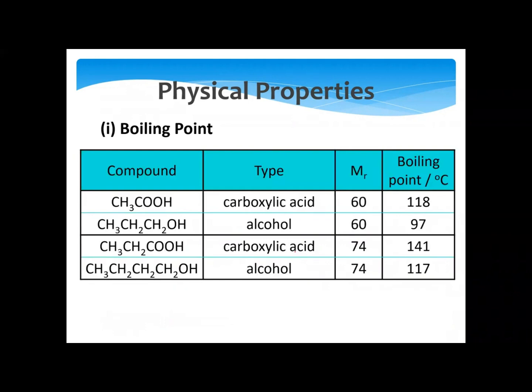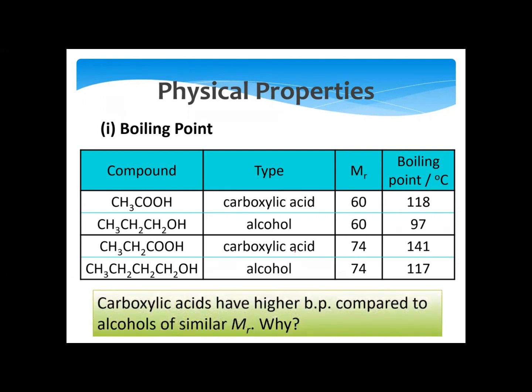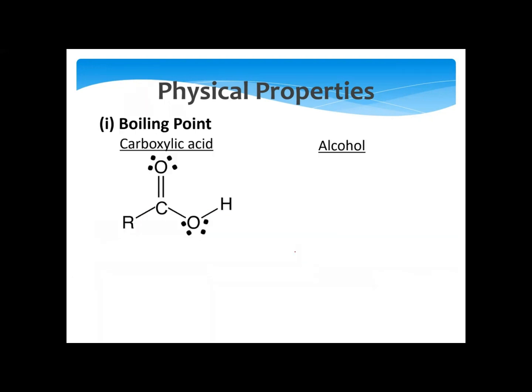And if we move on to look at this table, earlier we compared the boiling points of different carboxylic acids. But if we want to compare carboxylic acids and alcohols, we also realize that carboxylic acids generally have higher boiling points compared to alcohols of similar Mr. Why is that so? If you look at these two structures of carboxylic acid versus alcohol, you probably have an idea that it has got to do with the hydrogen bonds that they form between molecules.